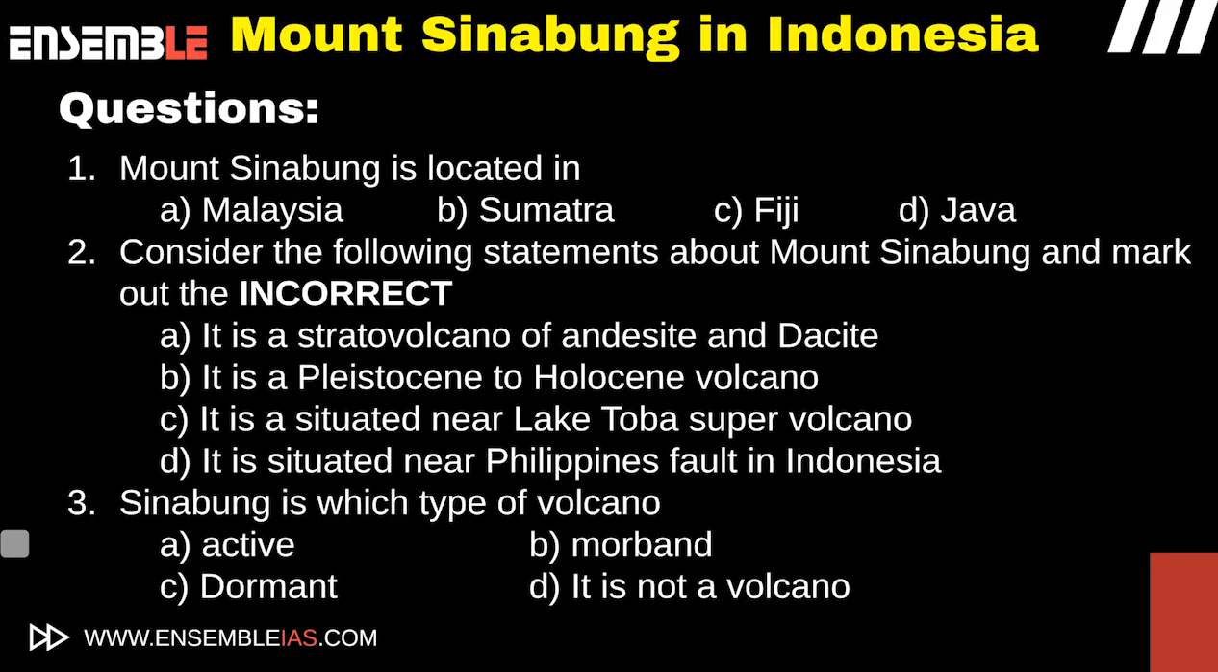Mount Sinabung is located in A. Malaysia, B. Sumatra, C. Fiji, D. Java. Second, consider the following statements about Mount Sinabung and mark out the incorrect.